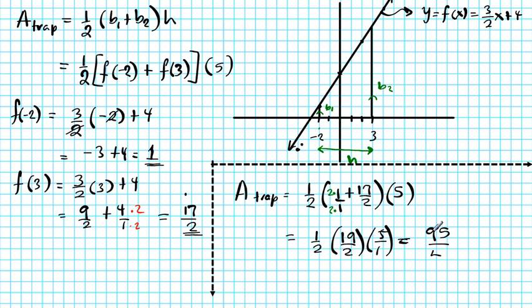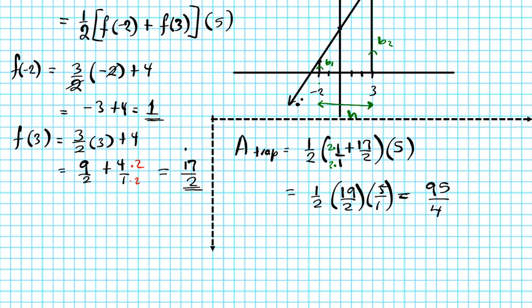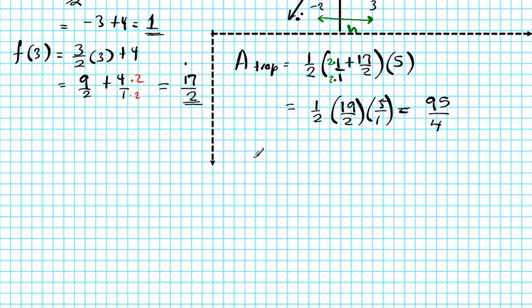Okay? So what on earth did we just find? Well, we just found out what the definite integral is. So the definite integral from negative 2 to 3 of 3 over 2x, which is the definite integral form of the limit of the Riemann sum we had in the original question, dx is equal to 95 over 4. Alright, so there you have it. Alright, let's try another example.